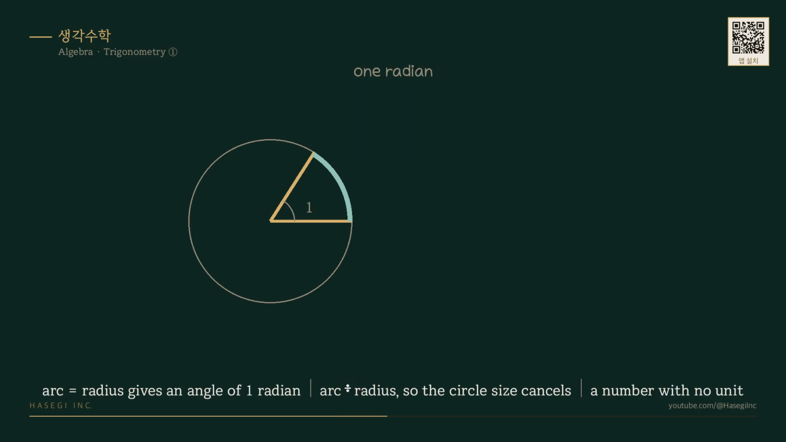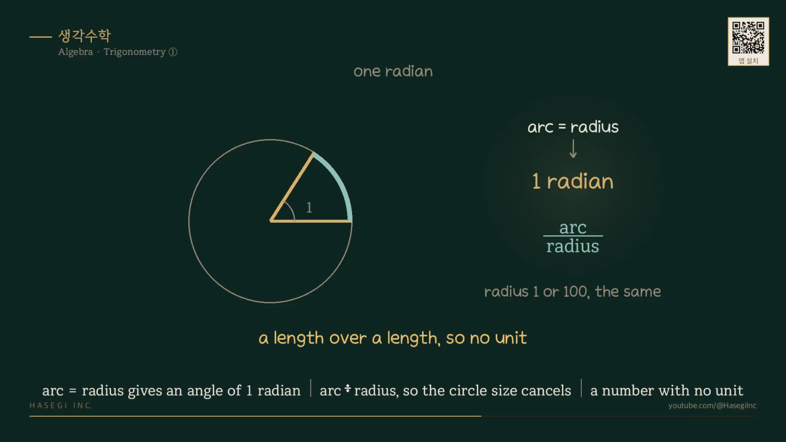The angle whose arc is exactly as long as the radius, that angle is 1 radian. It makes no difference whether the radius is 1 or 100. We only look at the ratio of arc to radius, so the value is independent of the size of the circle. That is why a radian carries no unit at all. It is a length divided by a length.